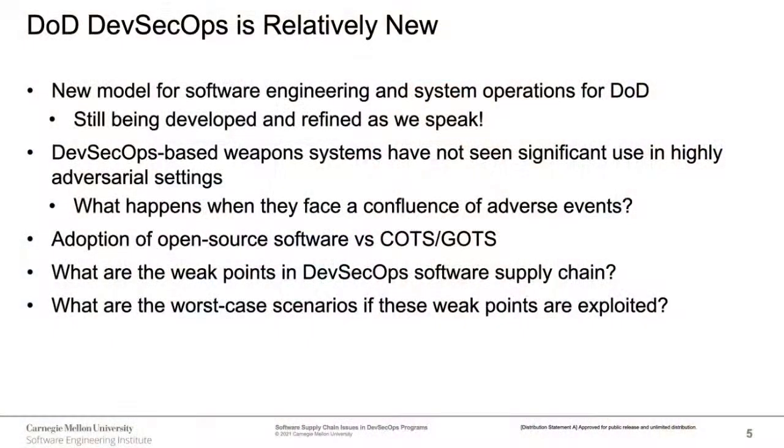As we get towards the end of this, we're going to talk a little bit about particular weak points within the DevSecOps software supply chain. If you're to analyze your program from all of these perspectives, we have 4 areas to look at. What should you be looking for? And what are the worst case outcomes if some of those exploitations happen? Because you really want to work that into your risk analysis.